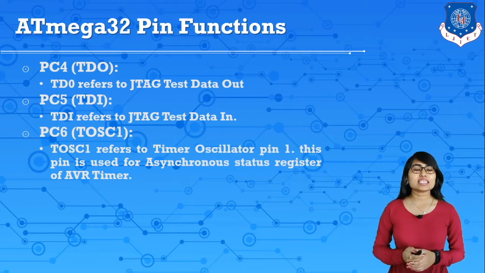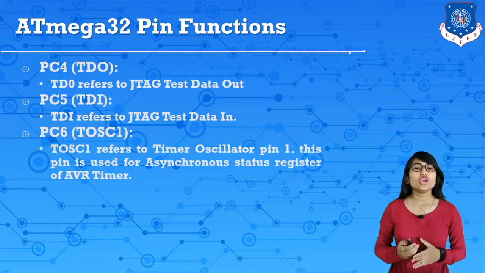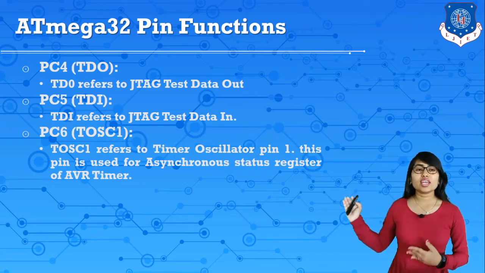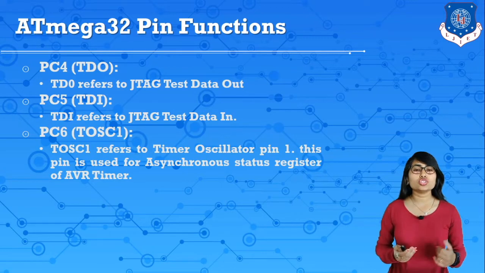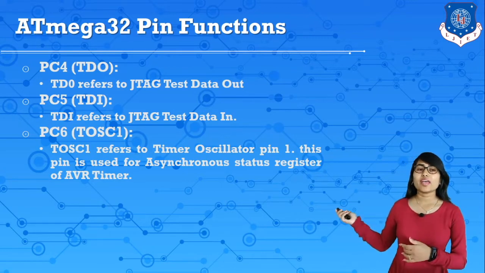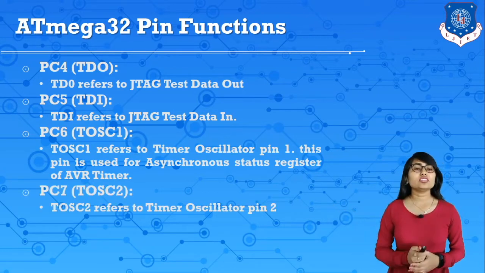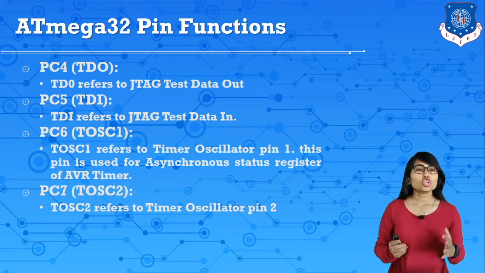Then next PC6. PC6 is for TOSC1. TOSC1 refers to timer oscillator pin 1. This pin is used for the asynchronous status register of the AVR timer. So for AVR timer 2, this pin is used for the timer oscillator. Then PC7, this TOSC2 pin refers to timer oscillator pin 2. So these are all the functions of port C.